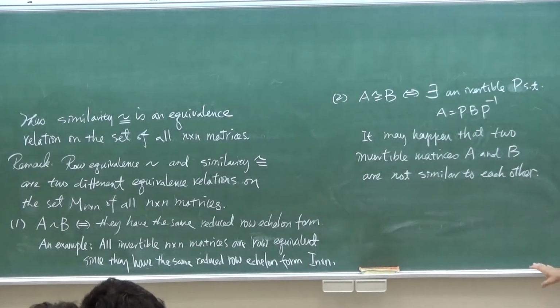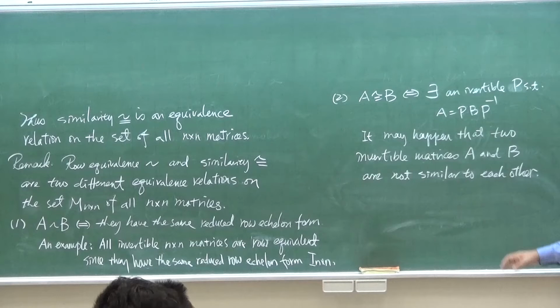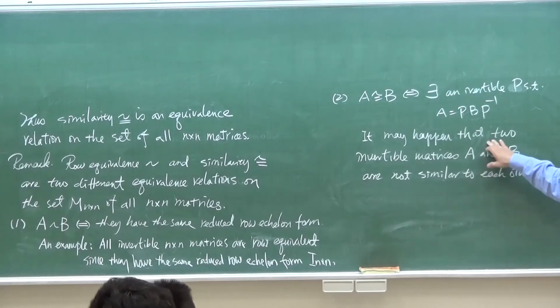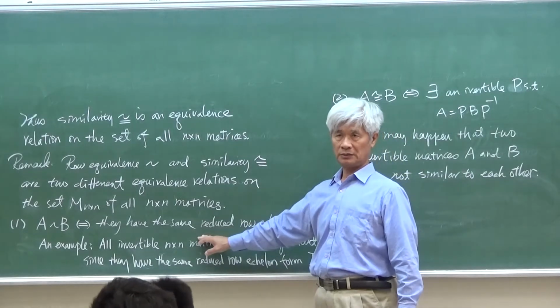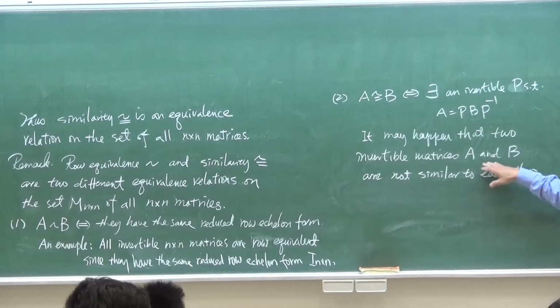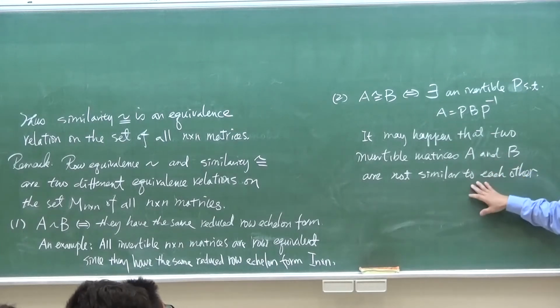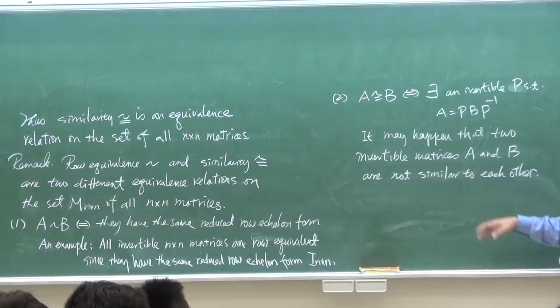Just write down what I have said. It may happen that two invertible matrices A and B are not similar to each other. If they are invertible, then they must be row equivalent to each other. But we will find examples of two matrices A and B that, even though they are invertible, are not similar to each other.